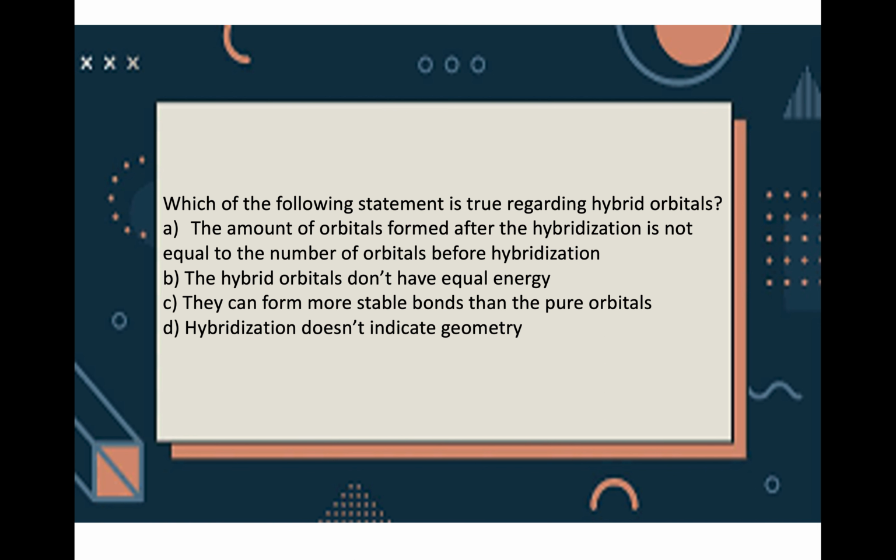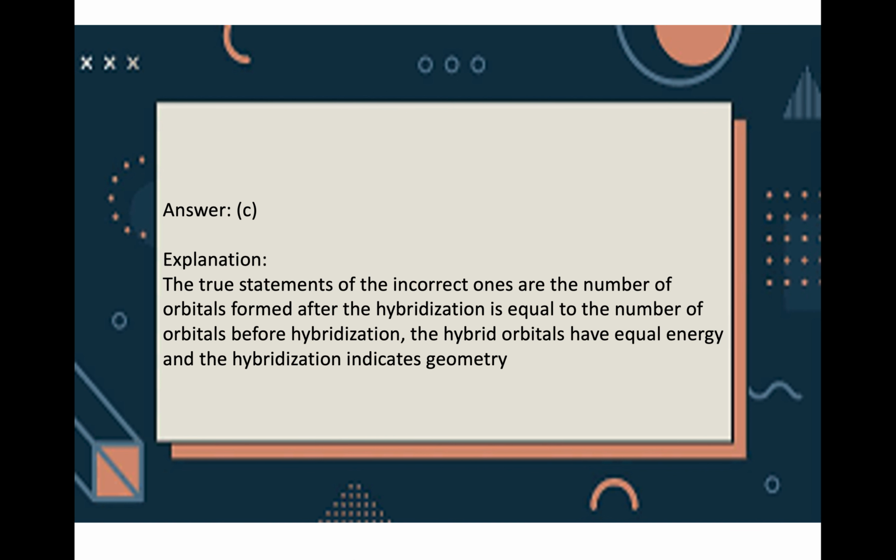D, hybridization doesn't indicate geometry. The option C is the correct one. They can form more stable bonds than pure orbitals. Because the true statements of the incorrect ones are: the number of orbitals formed after the hybridization will be equal to the number of orbitals before hybridization. So, hybrid orbitals have equal energy and the hybridization shows geometry.